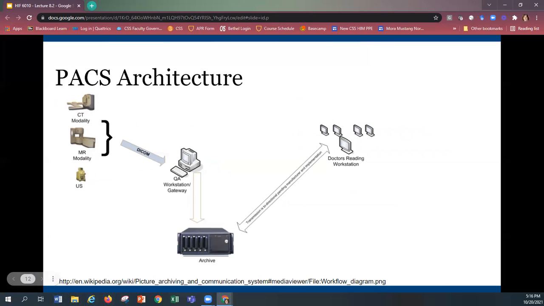So the diagram here describes a typical PACS architecture. Starting from the left-hand side, a particular image type or modality is taken by the radiologist and transmitted via a gateway workstation to an image archive. The image is then available via the storage archive for viewing from a physician reading workstation. The architecture is fairly straightforward. One thing worth noting is the reference to DICOM. What is DICOM?